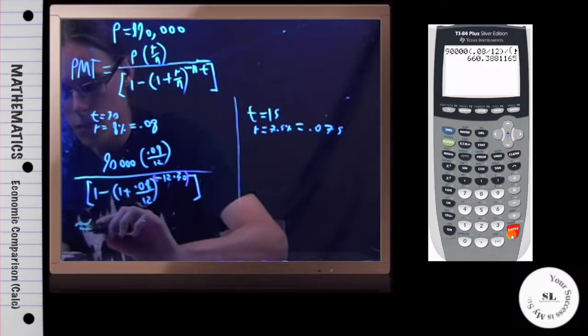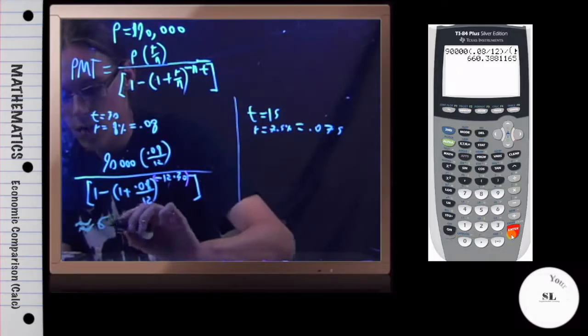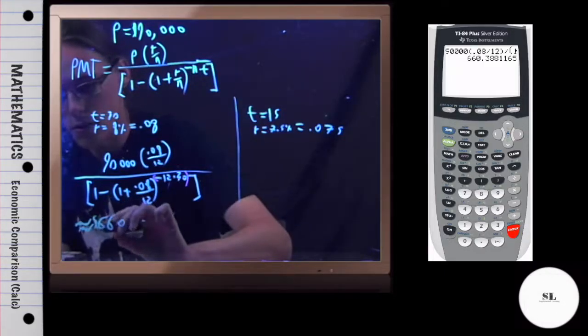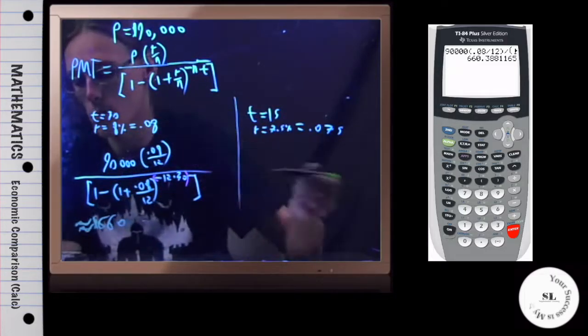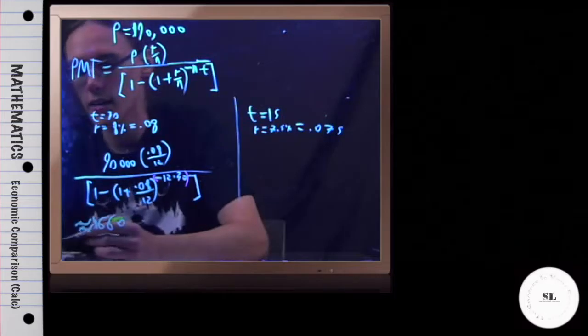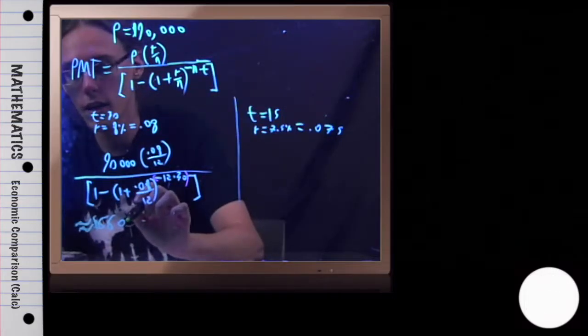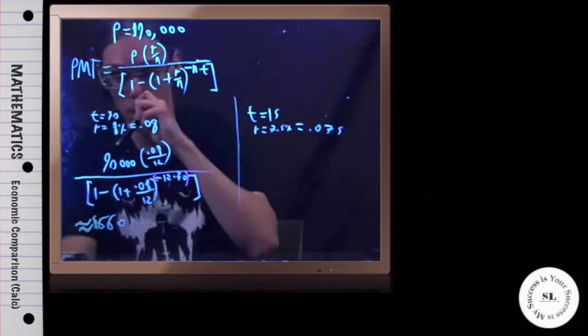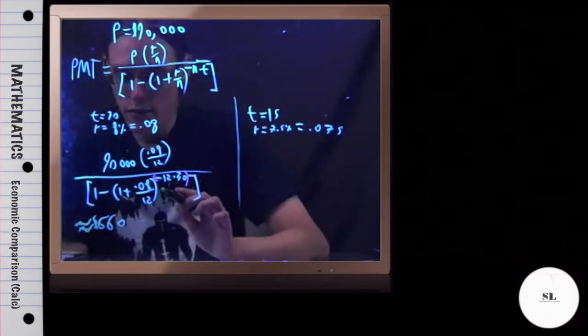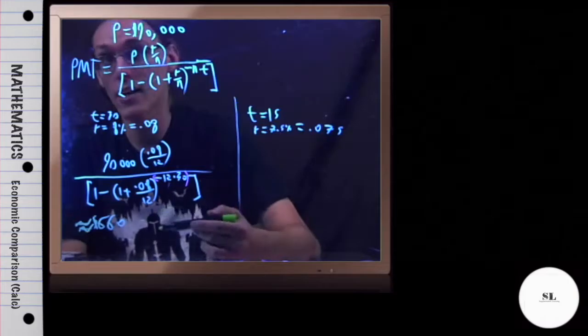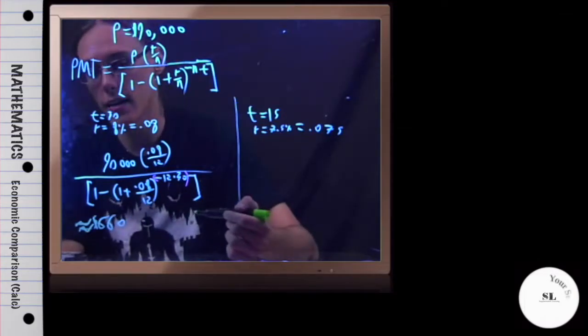So you should be getting approximately $660. What I've got here precisely is 660.38811 and so on. So rounding that to the nearest dollar, that's just 660 bucks. Now, that's the monthly payment. We have to figure out how much interest that actually is. How much interest are we paying?